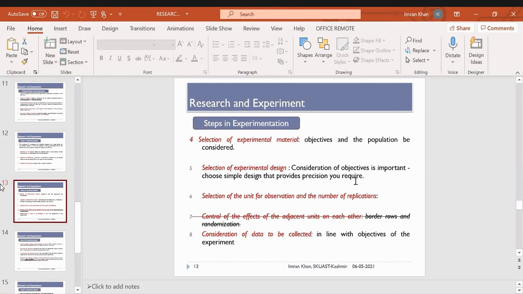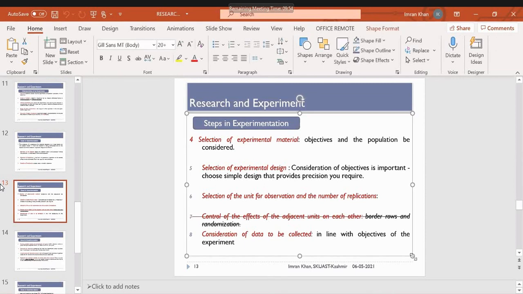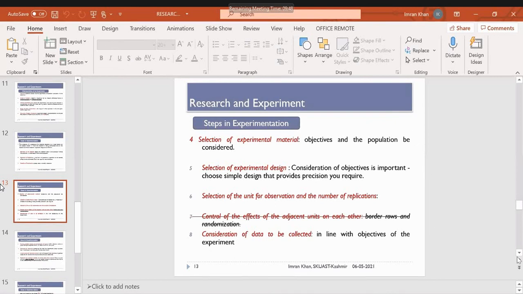So you need to keep your consideration of objective. Choose simple design that provides the precision you require. Selection of the unit for observation and the number of replications. We were discussing just now what should be the number of replications, and it all depends upon the precision you require. Consideration of data to be collected in line with the objectives of the experiment. So this we mean that what type of data we need to collect, whether we need to go for discrete data, continuous data, qualitative data, quantitative data, that you need to consider.